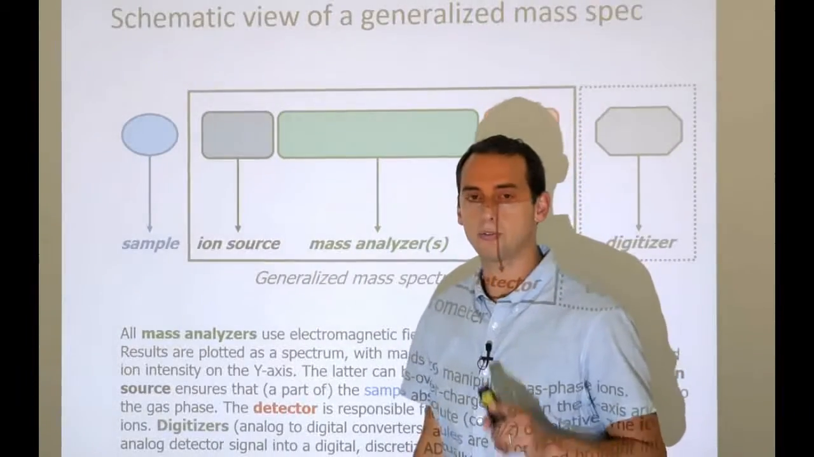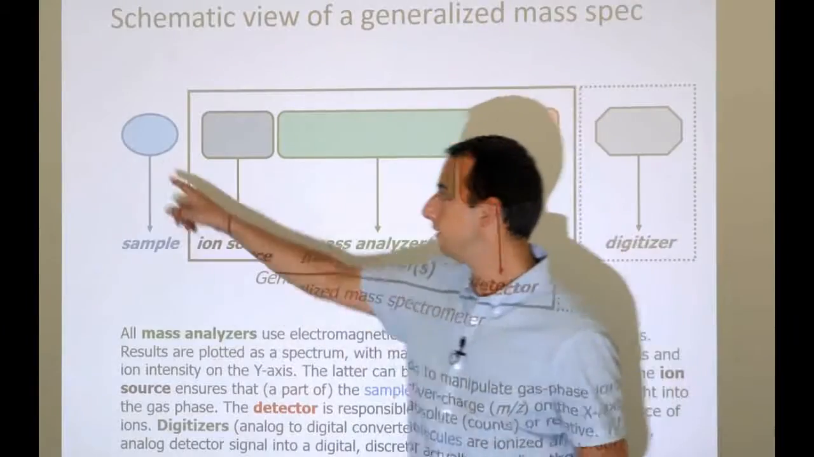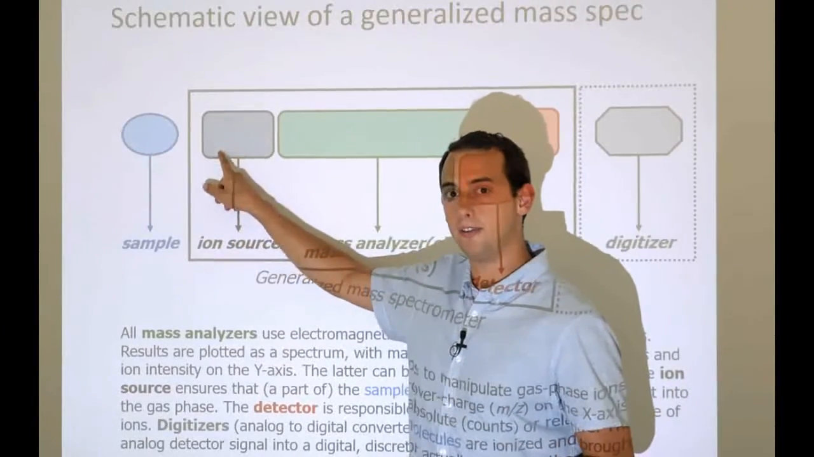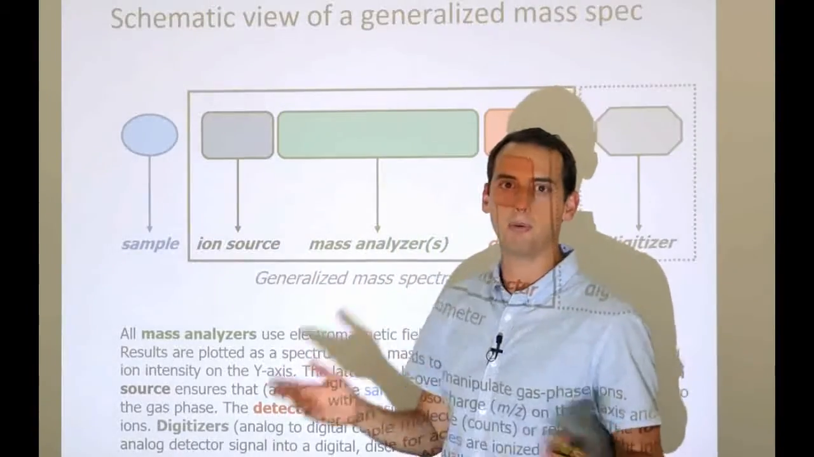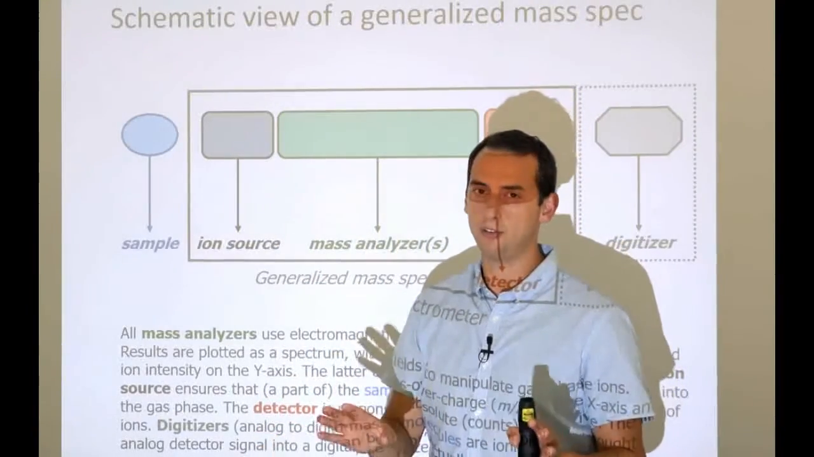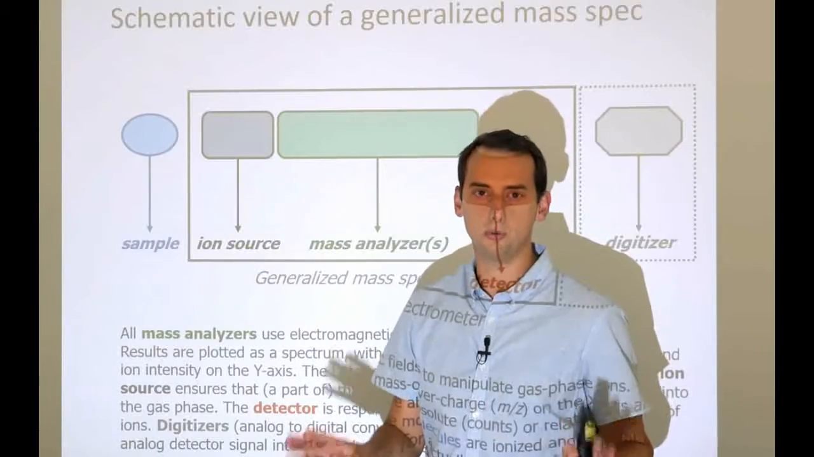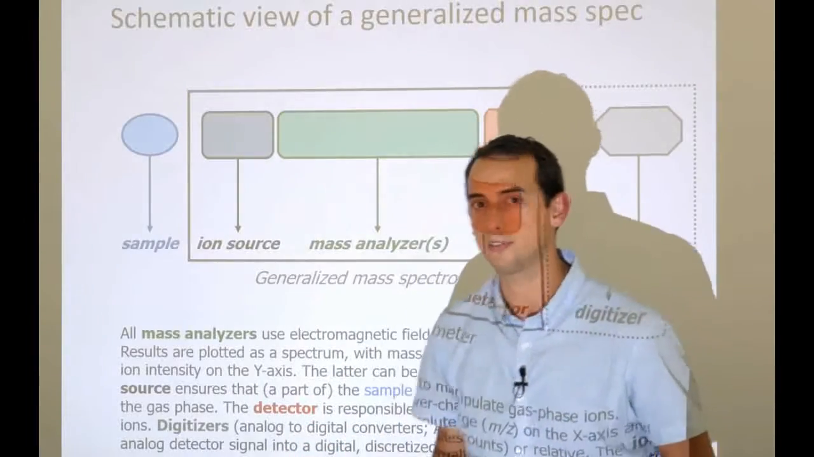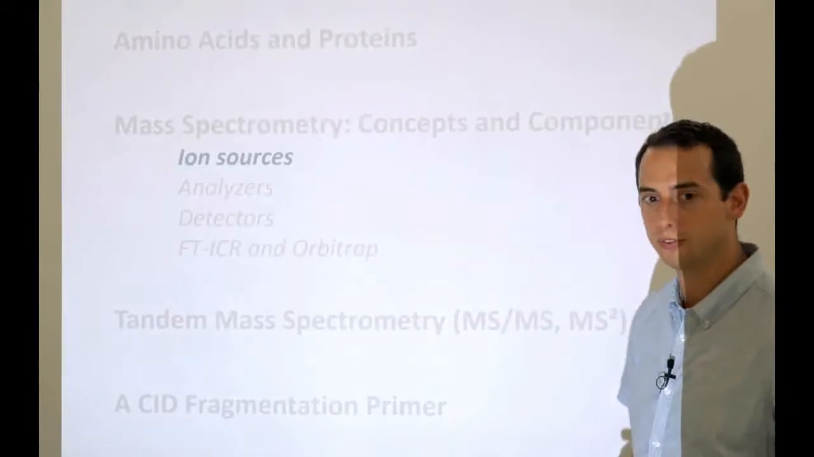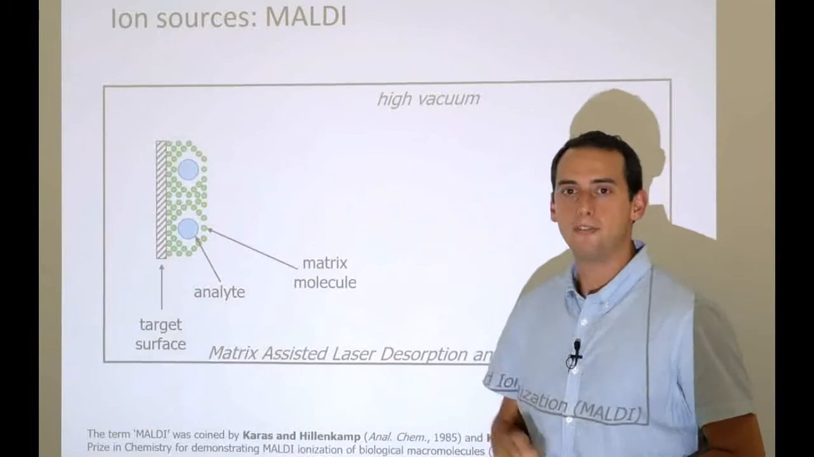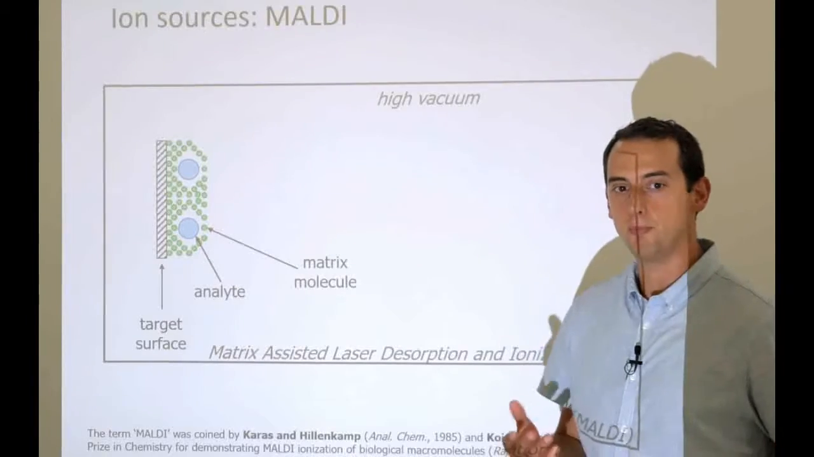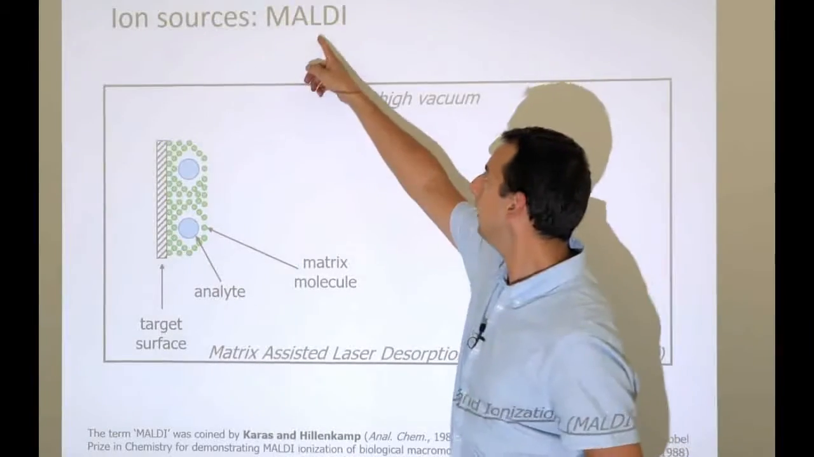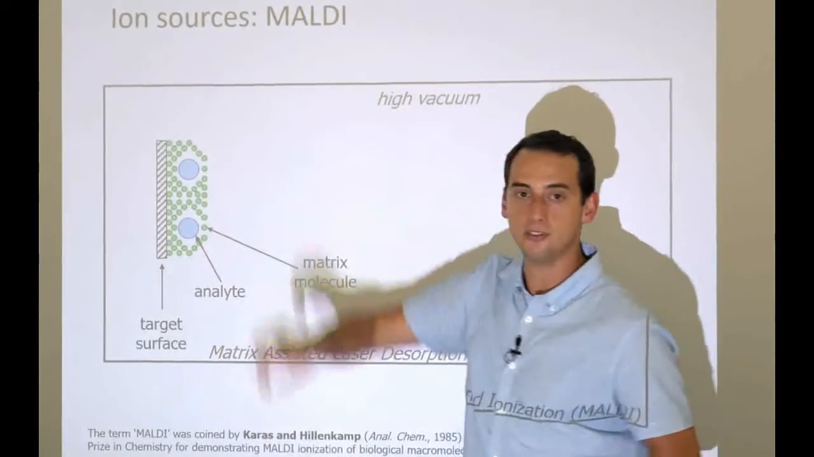And remember, the ion source is crucial, because anything in the sample that is not ionized by the ion source will be invisible to the remainder of the mass spectrometer and will be lost for analysis. If your ion source is down, your instrument is useless. Okay, so it's very important. So let's get started with ion sources. We have two different types of ion sources. The first one is the MALDI ion source, or matrix-assisted laser desorption ionization source.